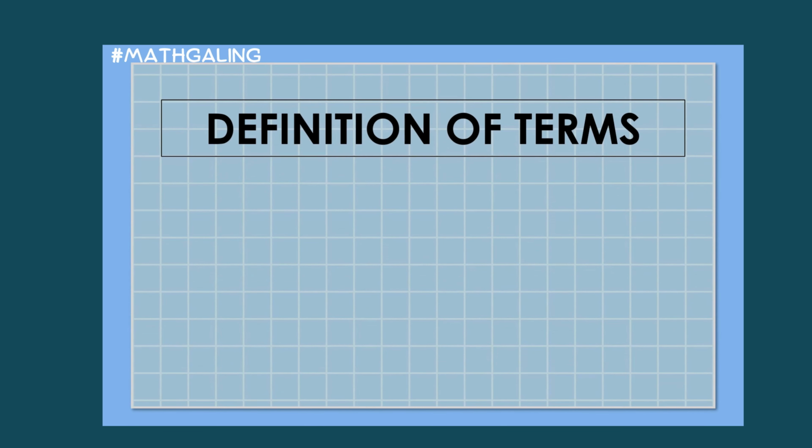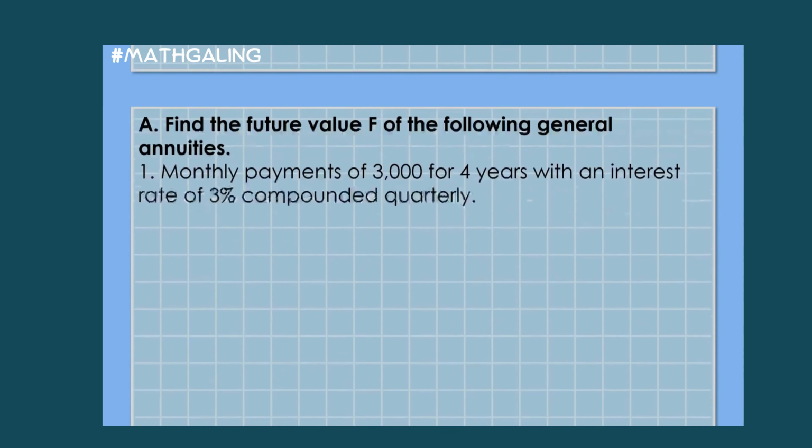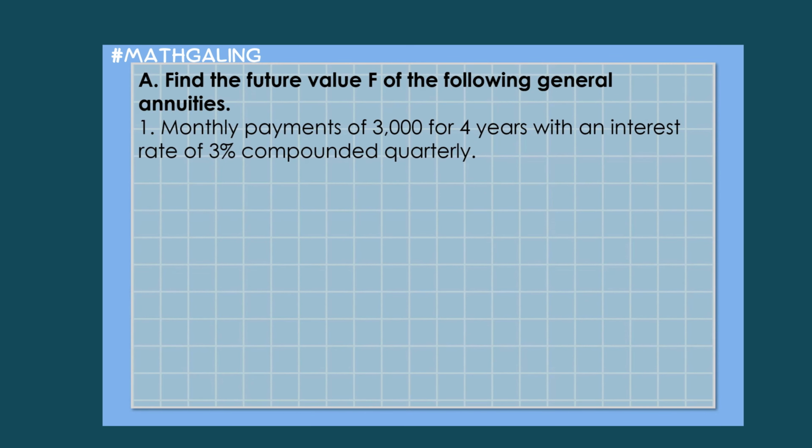Definition of terms. General annuity: an annuity where the length of the payment interval is not the same as the length of the interest compounding period. Find the future value F of the following general annuities.